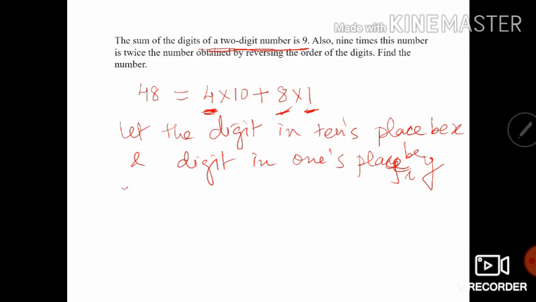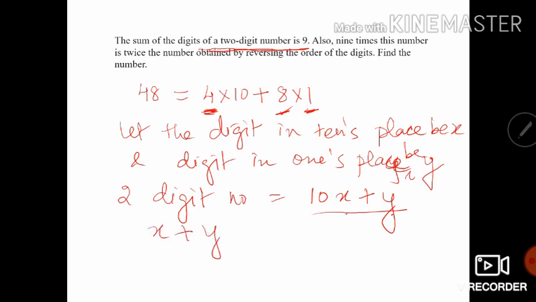So our 2-digit number can be written as 10 times x plus y. The first sentence says the sum of the digits is 9. So x plus y, only the digits, not their place values. So the sum of the digits is equal to 9. This gives us our first equation.